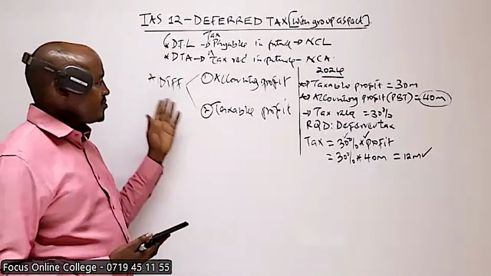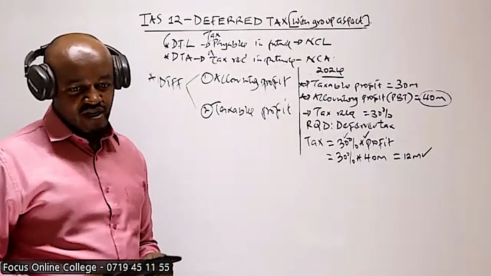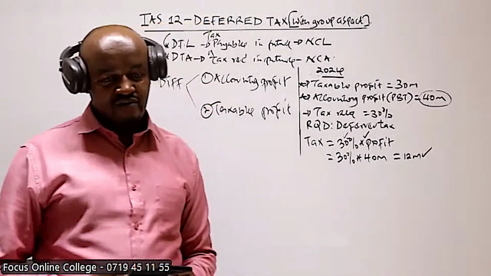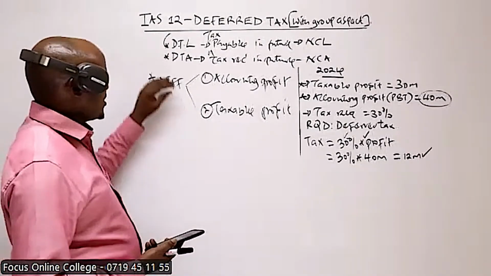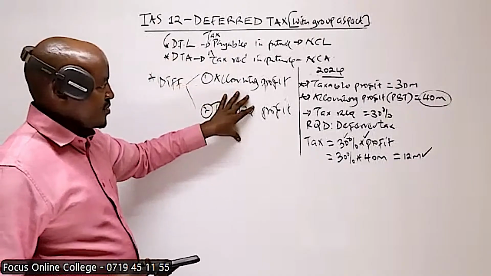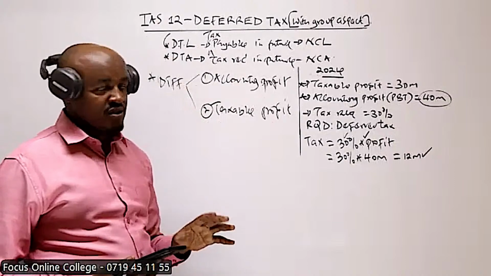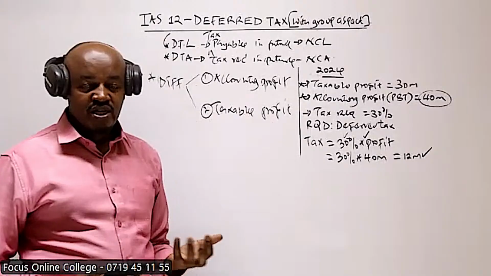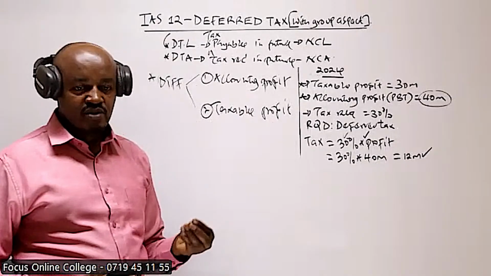Now, on the other hand, we have said a deferred tax basically arises as a result of the difference between the accounting profit and the taxable profit. If these two profits are different, that gives rise to deferred tax. The taxable profit is a profit which is computed by the company based on the existing tax laws. The accounting profit is a profit which is computed using the accounting standards and also the various accounting policies adopted by the company.